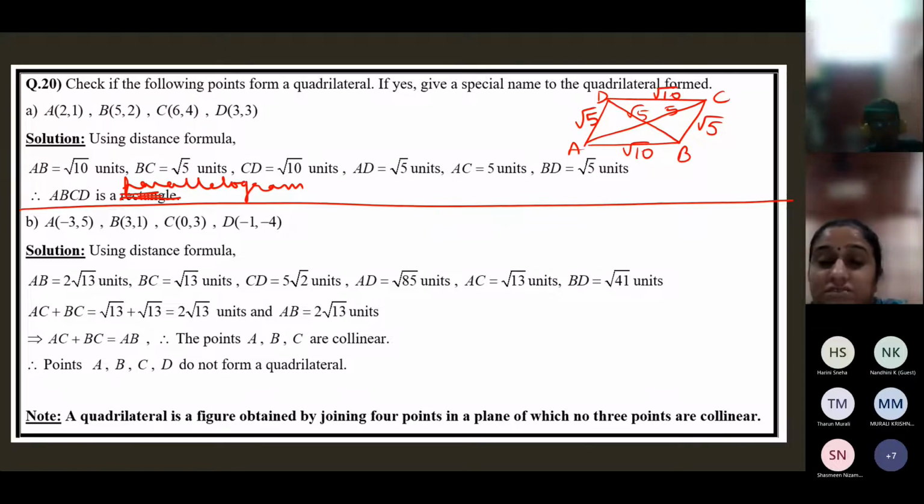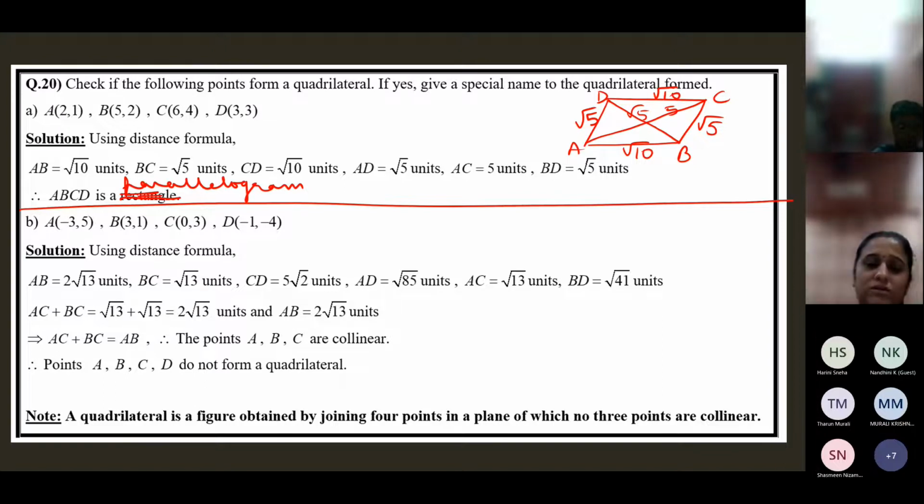After finding these lengths, you must say the points A, B, C, D form a quadrilateral because both pairs of opposite sides are equal. And it's a parallelogram. The special name is a parallelogram.